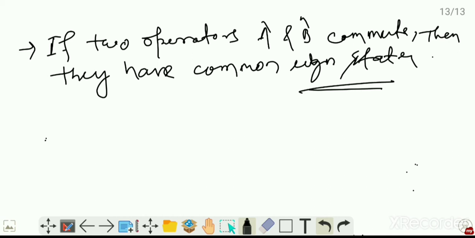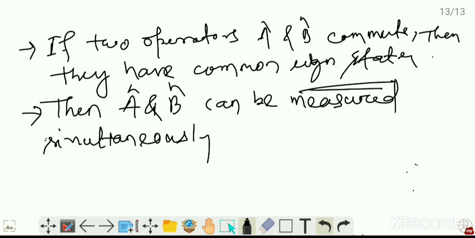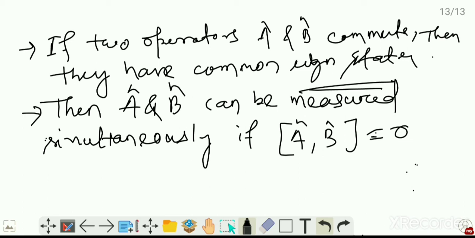Okay, and also if two operators commute, then what will happen? Then a cap and b cap can be measured simultaneously if a cap commutes with b cap. If a cap commutes with b cap, then a and b can be measured simultaneously.